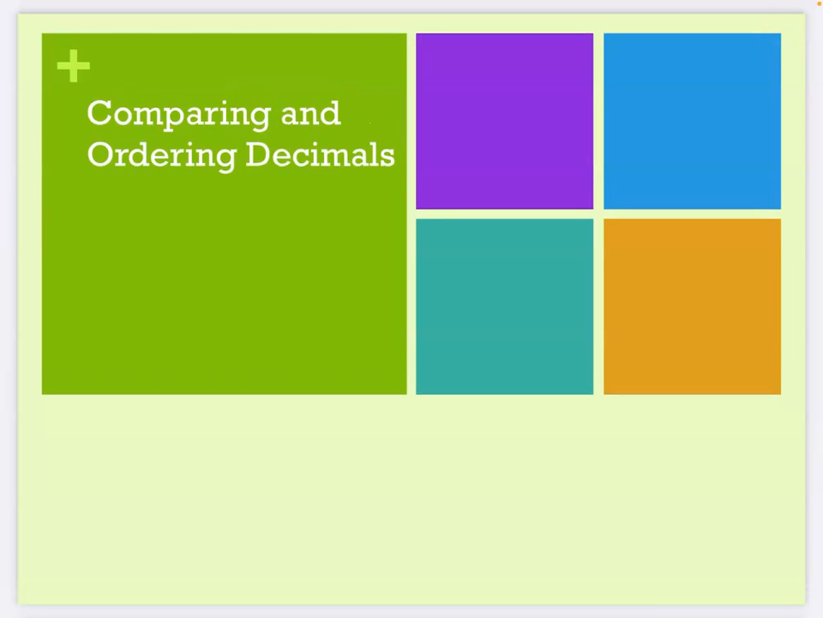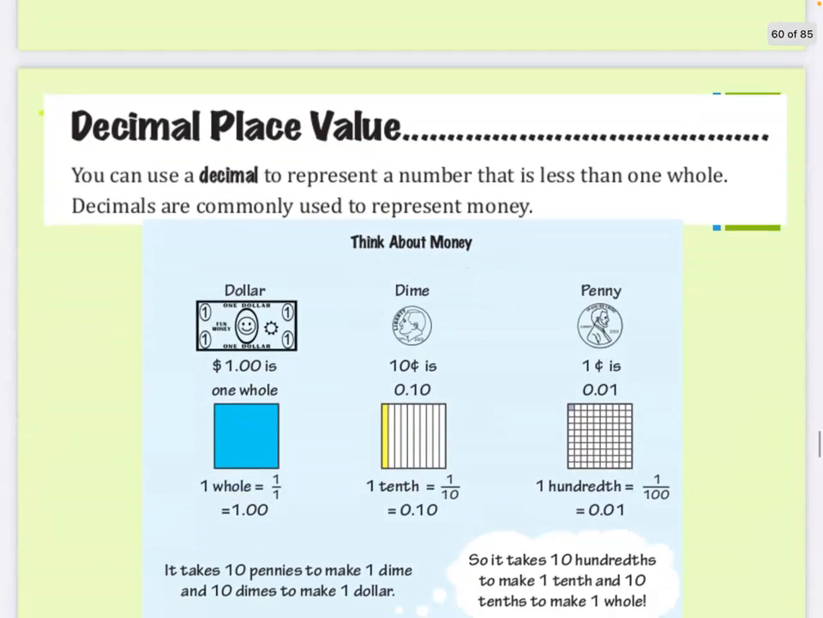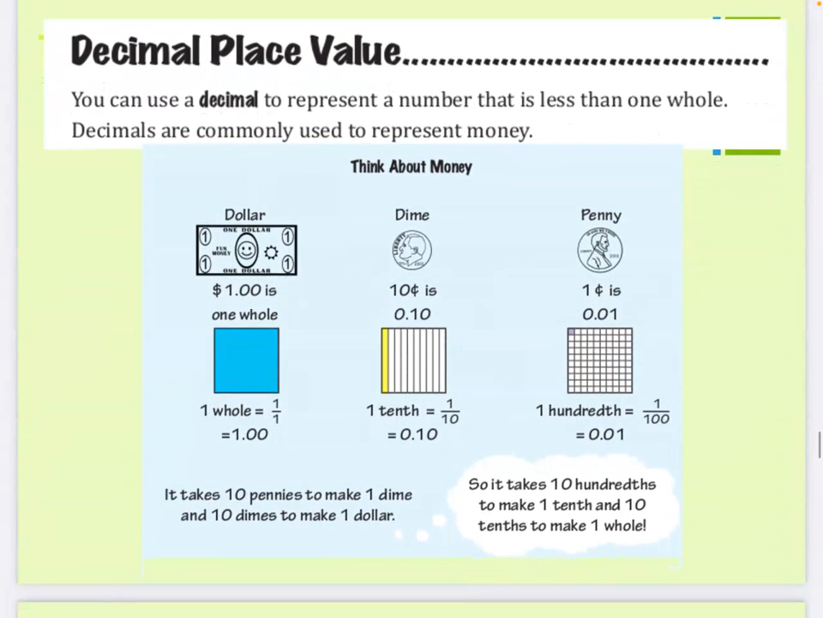How to compare and order decimals. First, we have to take into consideration decimal place value. Decimals are commonly used to represent money. So $1 is 1 whole, a dime is 10 cents, or 1/10, and a penny is 1 cent, or 1/100th.